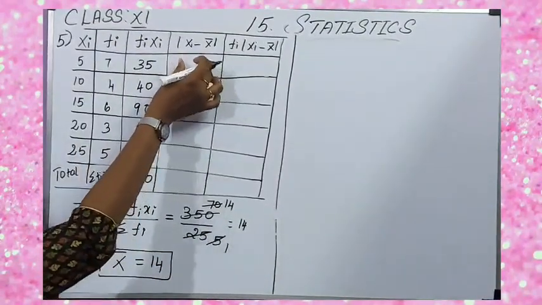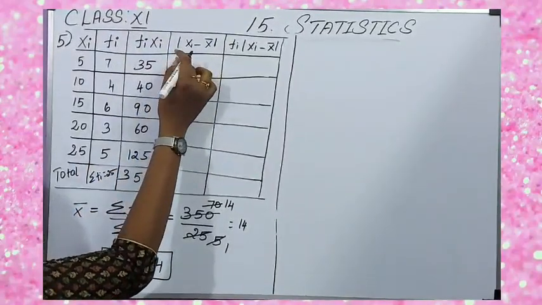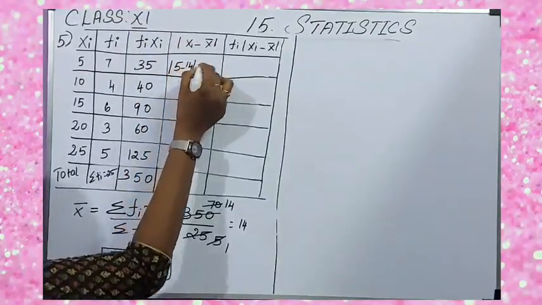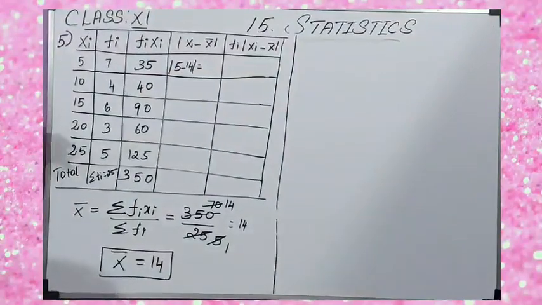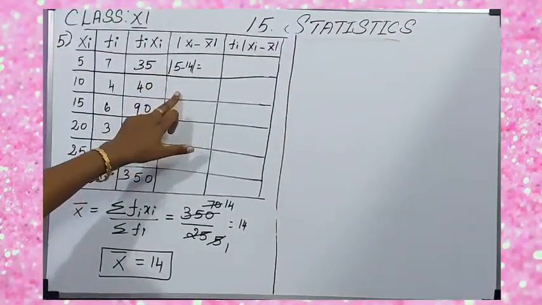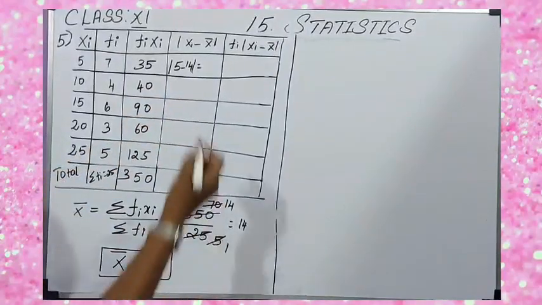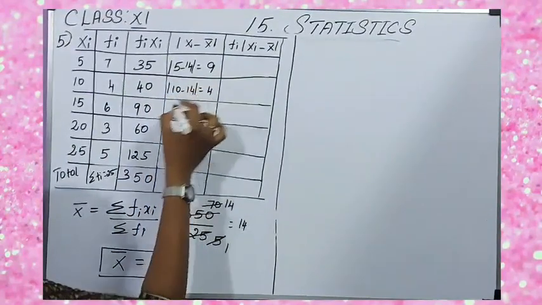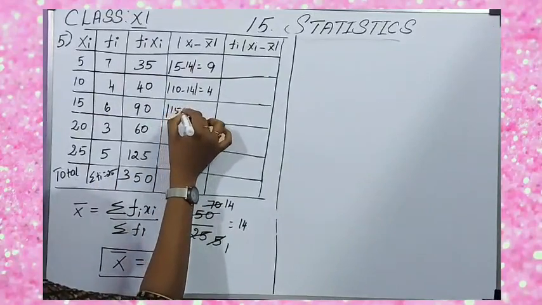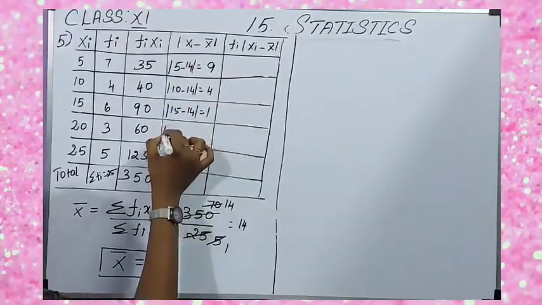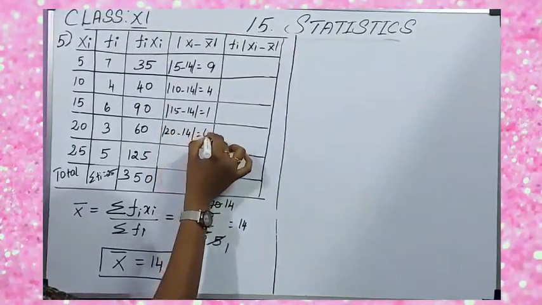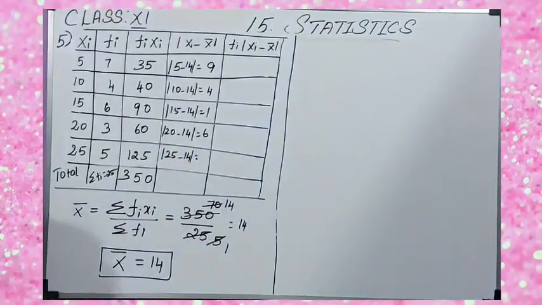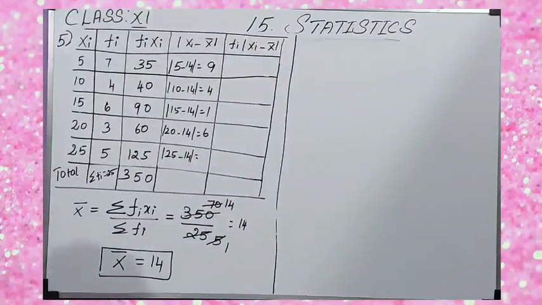Now we are going to find out modulus of xi minus x bar. What is xi? 5 minus 14. Directly I am going to write the answer, because we have already seen the modulus in the last class. 5 minus 14 modulus is 9. Then modulus of 10 minus 14 is 4. Then 15 minus 14 is 1. And 20 minus 14 is 6. Then modulus of 25 minus 14 is equal to 11.